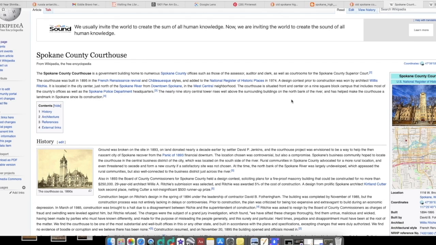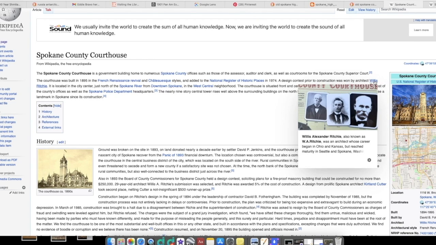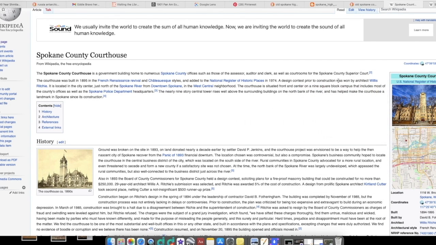In the French Renaissance Revival chateauesque style, and added to the National Register of Historic Places in 1974. Oh, I just noticed that it was a nice building in 1974. A design contest prior to construction was won by Willis Ritchie, an architect whose career began in Ohio and Kansas, but reached maturity in Seattle and later Spokane.